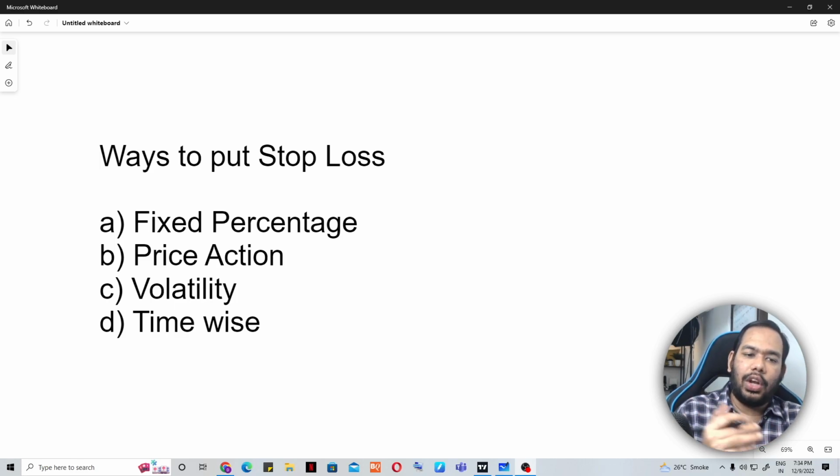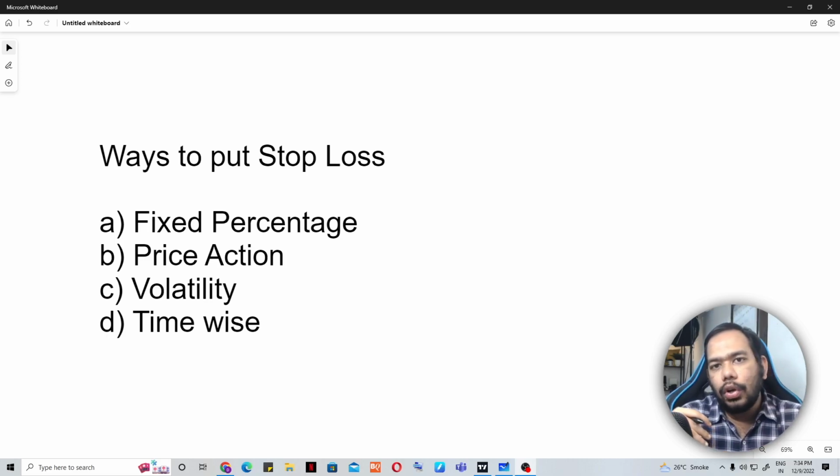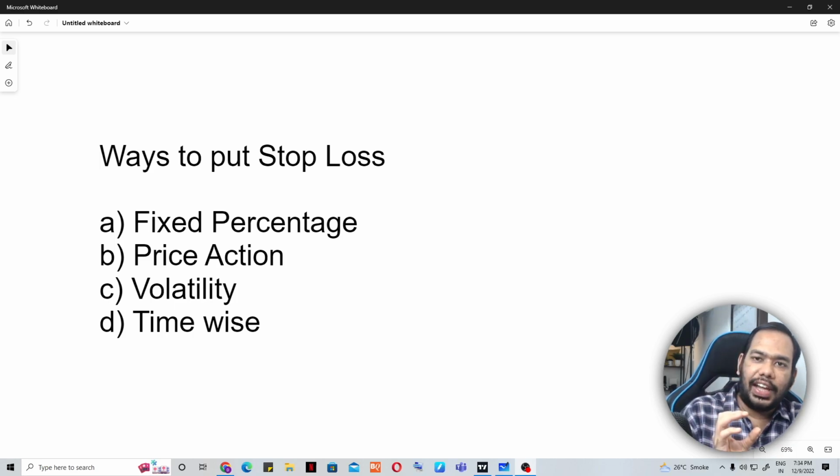Now let us see volatility based stop loss. In volatility based stop loss, we basically try to see the average volatility in the stock, and if the stock is more volatile, then you need to put more points as an SL. If the stock is less volatile, you put fewer. Usually we try to see ATR. I will show you an example as well in this case, and we will see how by using ATR you can also place your stop loss.